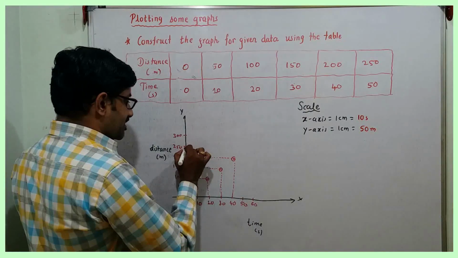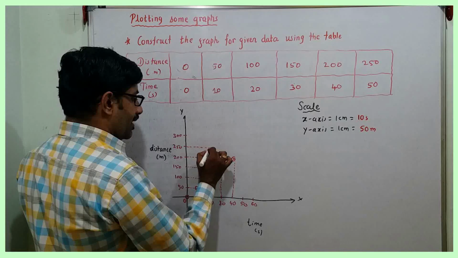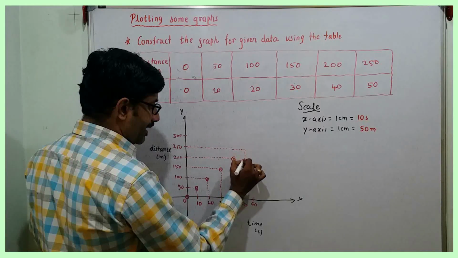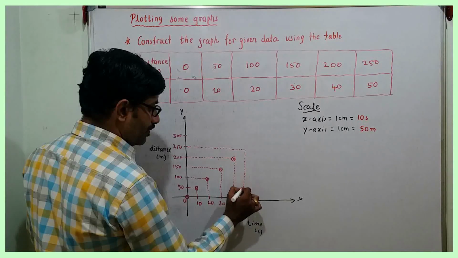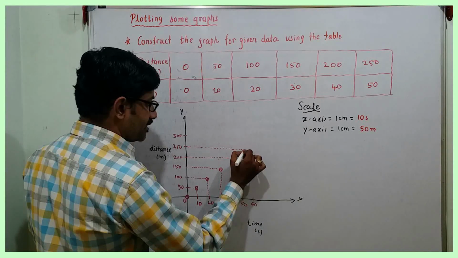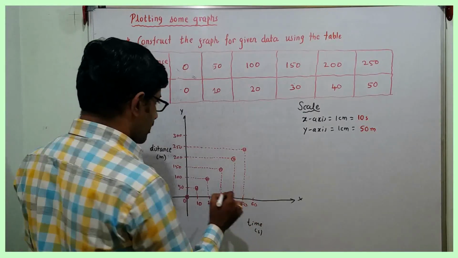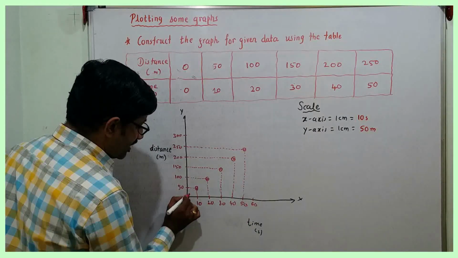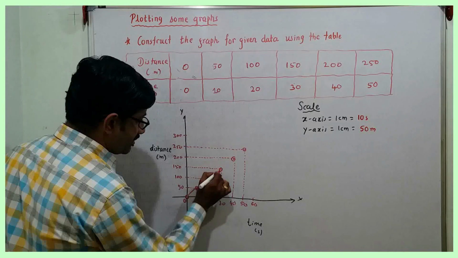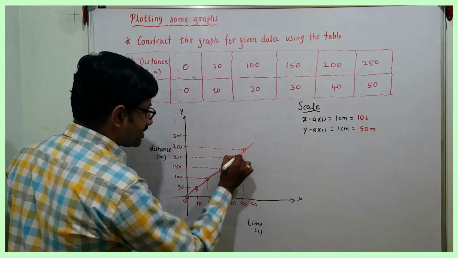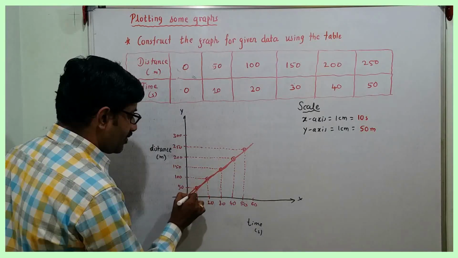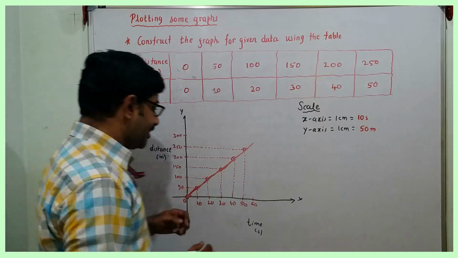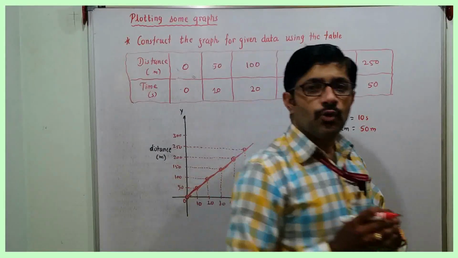If you use a scale, then that will be better for you. So this is the rough drawing I am making. Please make use of scales and measuring devices properly. If you just connect these points, this gives you a simple straight line passing through the origin.